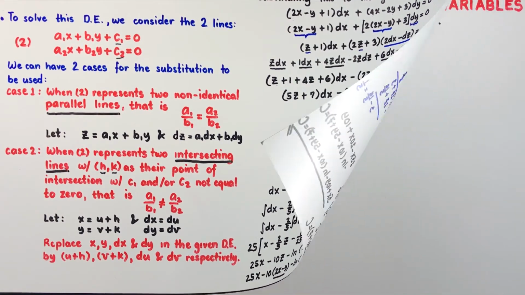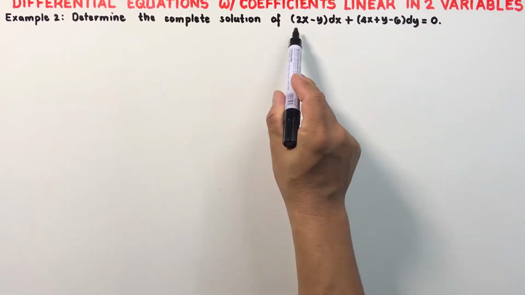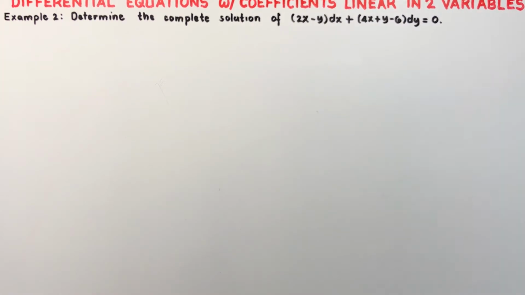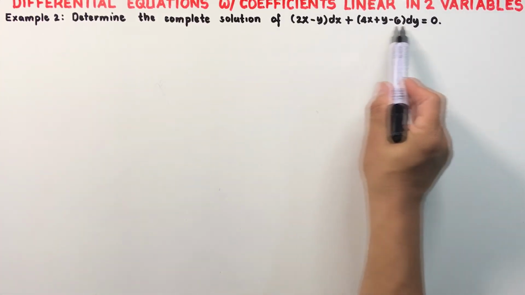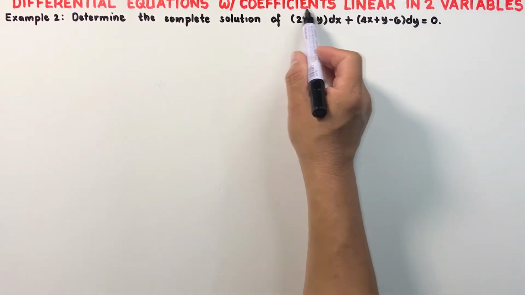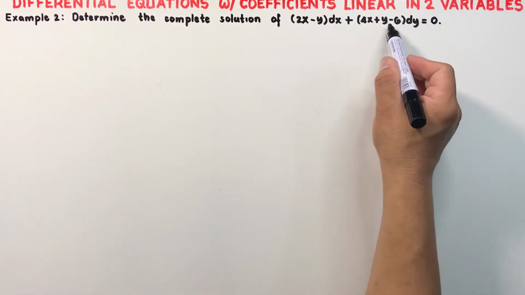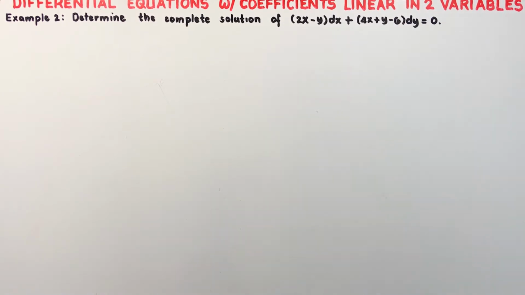Now, let's proceed to our example number 2. Determine the complete solution to this differential equation. So this is a differential equation which is having coefficients linear in two variables, because we have 2x minus y, which is a linear expression in two variables, and we have also 4x plus y minus 6, which is linear in two variables, x and y. So therefore, this is a differential equation with coefficients linear in two variables.